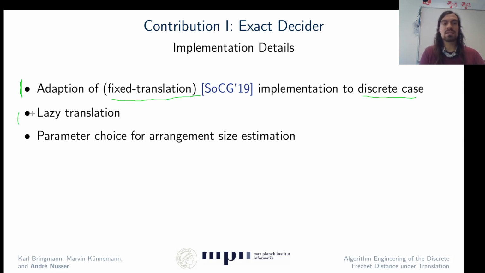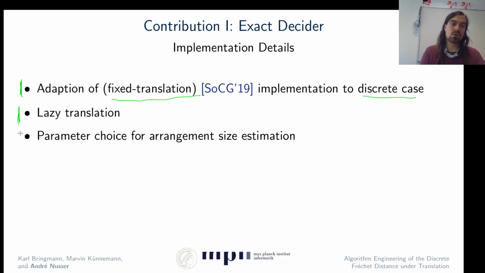Then we also do a lazy translation. If we evaluate one point in the translational space, then in theory we need to translate the whole curve. But in practice, it might be that the first two nodes, for example, are already further than delta, and then we wouldn't even need to compute the Fréchet distance further because we already know that the Fréchet distance is larger than delta. So we do a lazy translation, and we just translate the points when it actually becomes necessary, when the algorithm actually accesses those points.